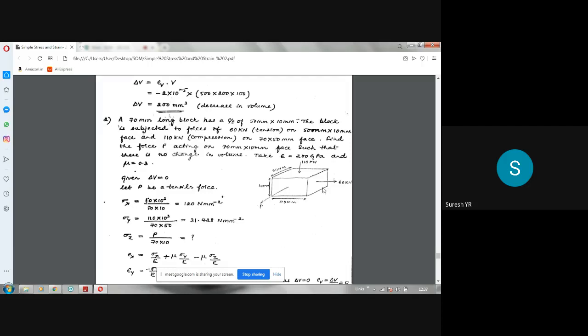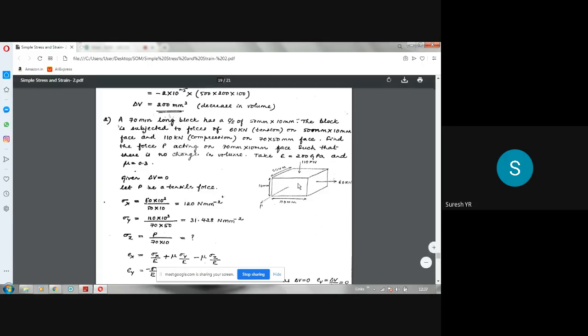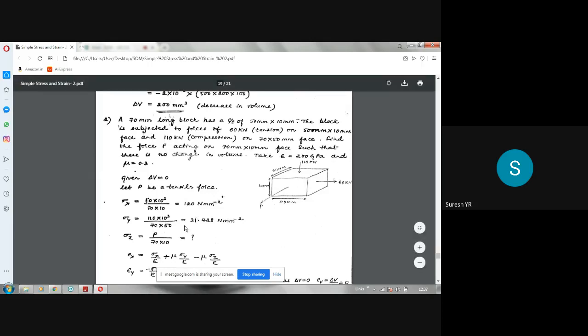So sigma x, the stress in x direction, is force divided by area: 60 into 10 cube newtons divided by 50 into 10, the area over which this force is acting. If you simplify that, you will get 120 Newton per mm square. Please make a note that in bracket you can write tensile. Next, sigma y is compression, a compressive force: 110 into 10 cube divided by 70 into 50, that is the area. So you'll get 31.428 Newton per mm square compressive. You can write in brackets C. T means tensile.